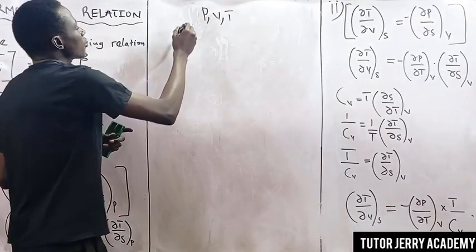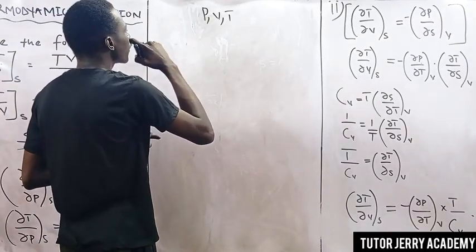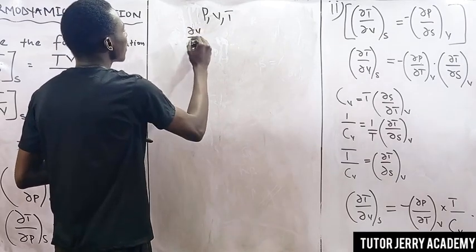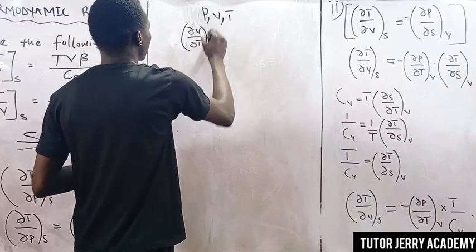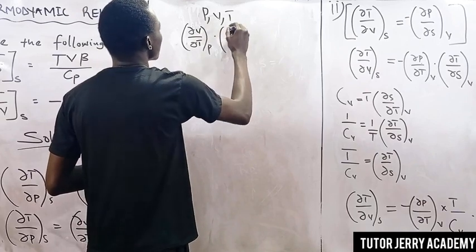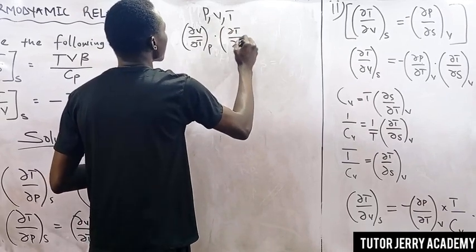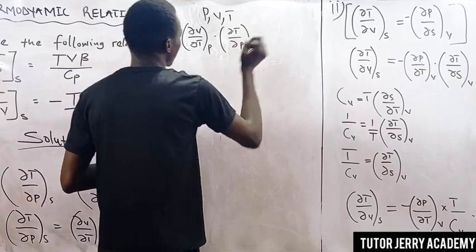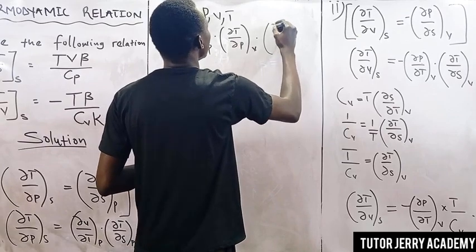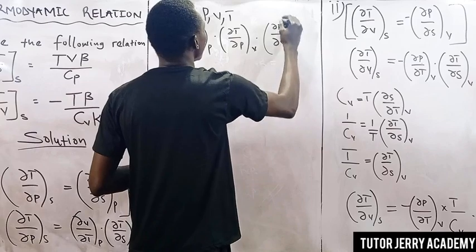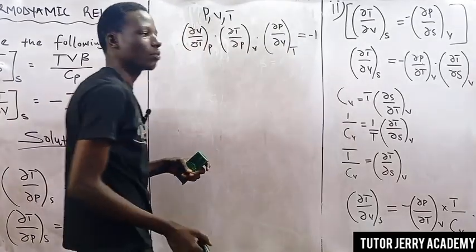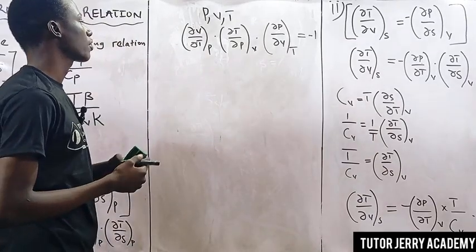Now, the relation states that the partial derivative of V over the partial derivative of T, keeping P constant, is multiplying the partial derivative of T over the partial derivative of P, keeping V constant. It's also multiplying the partial derivative of P over the partial derivative of V, keeping T constant. Everything is equal to minus 1. We have derived this in our previous videos.